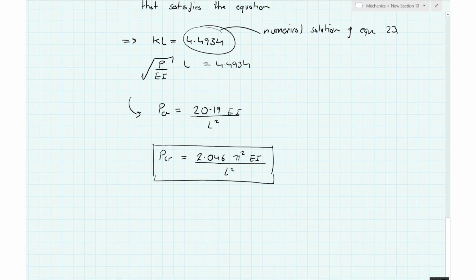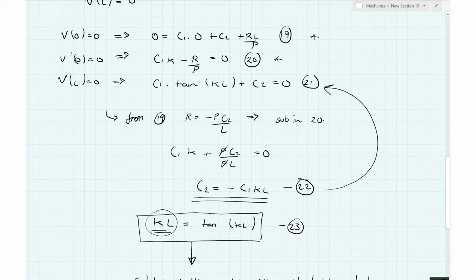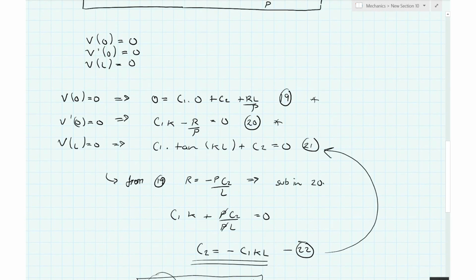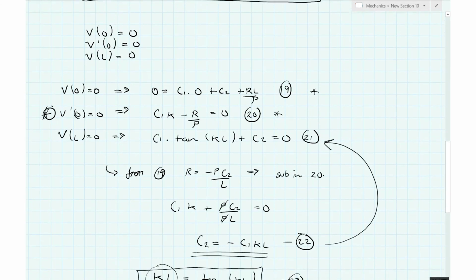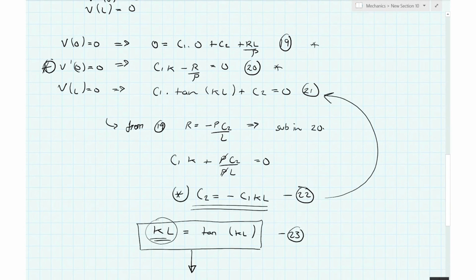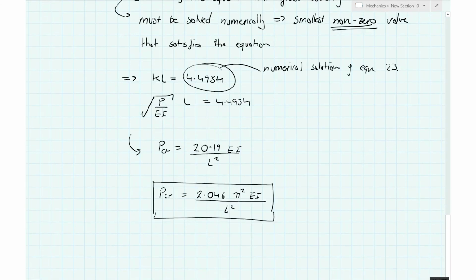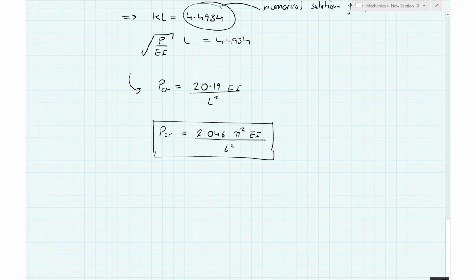And what I'll say to you at this stage is you should use equations 20 and 22. So they were this one here and this one here. Use those two equations to confirm that the equation for the deflected shape for this column is the following.